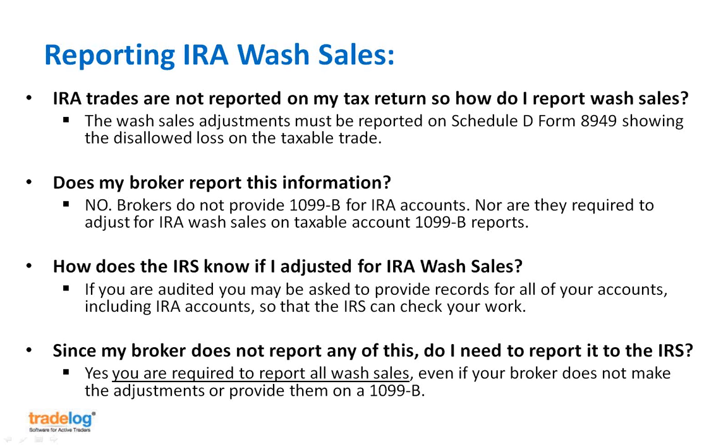So that begs the question, how does the IRS know if you've adjusted for IRA wash sales? Because the IRS isn't getting a report of your IRA trades. They're not getting a 1099 from your broker, so how do they know? Well, really there's no way for them to know unless they audit you. If you are audited, though, you may be asked to provide records for all of your accounts, including your IRA accounts, and then they'll check your work. And as we showed you in Publication 550, the regulations state that you're not allowed to claim that loss if there was an IRA wash sale. So they're going to expect that you followed those regulations.